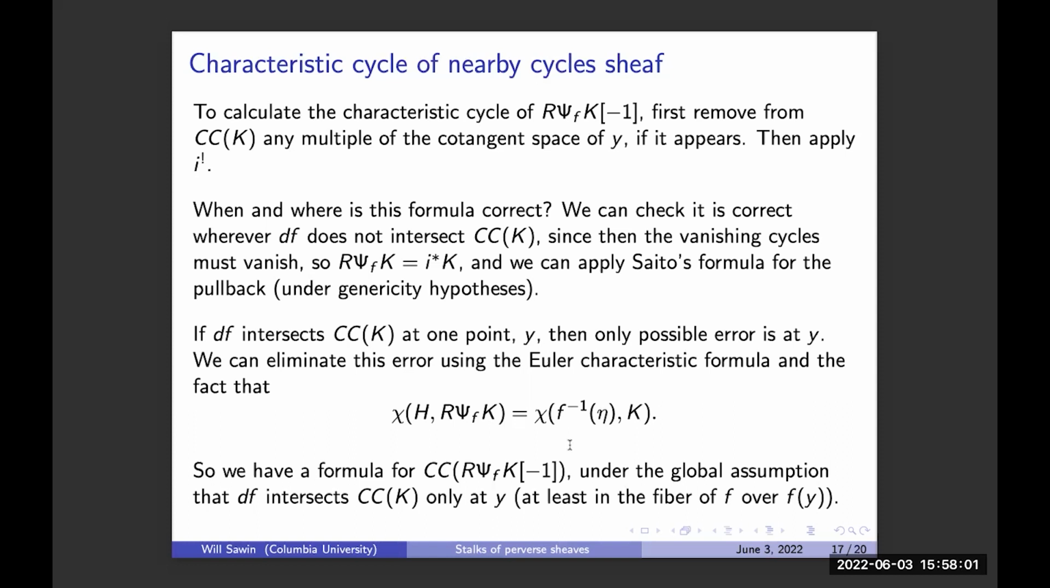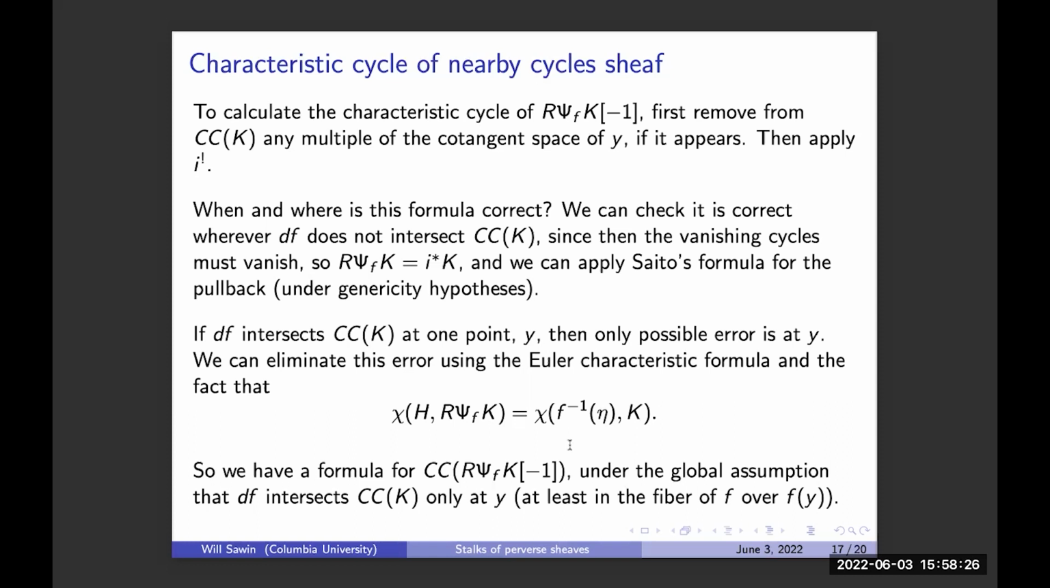So because we know this at everywhere except for the intersection point, then our best hope to prove this is if there's only one intersection point. So that's what I want to assume. The only possible intersection point is Y, so this formula is correct except possibly at Y. So the only possible error is a cotangent fiber over Y.